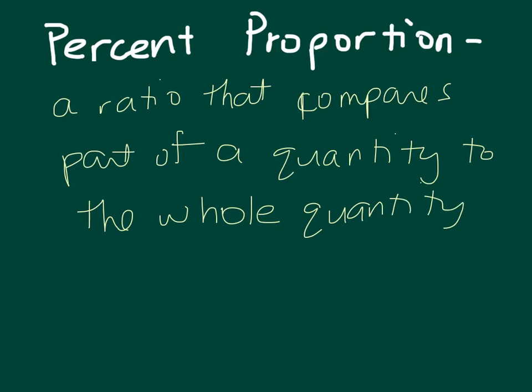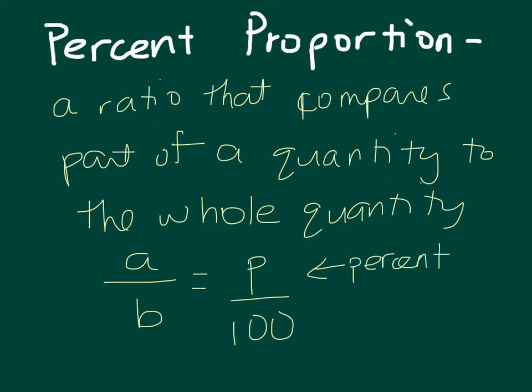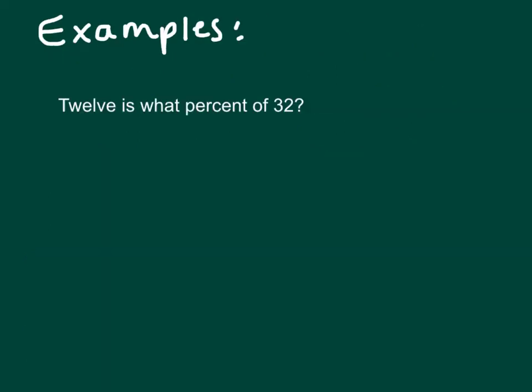Okay, a percent proportion always is going to look like A over B equals P over 100. P is always going to be the percent in the problem. A will always be the part, and B will always be the whole. Okay, so let's look at some examples.